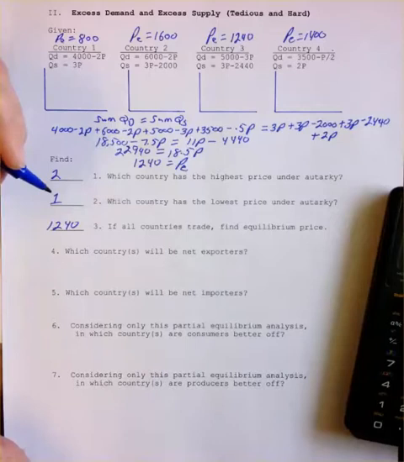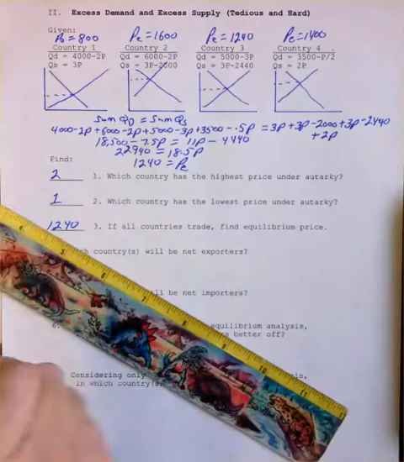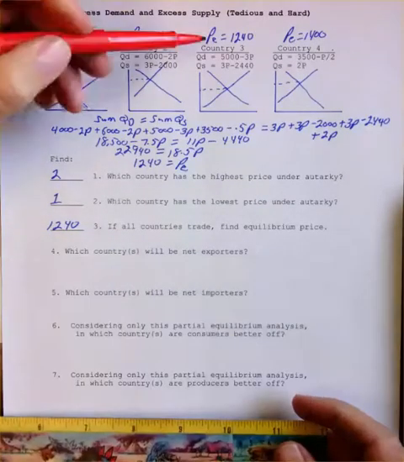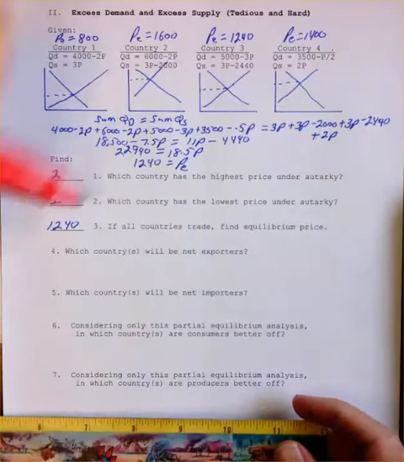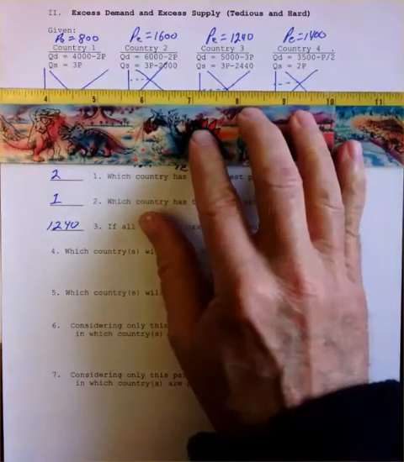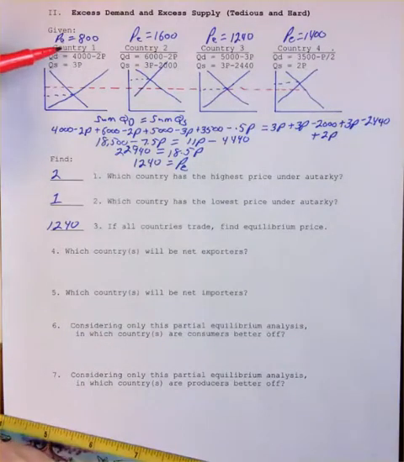Which country will be exporters? Alright, so to do that I'm going to draw the little pictures up here. So I've drawn the pictures. If you notice that the equilibrium price in country 3 is exactly the same as the world price, so I'm just going to bring that one over into all the pictures. And now you can see that country number 1, the quantity supplied is going to be greater than the quantity demanded, so they're going to export.